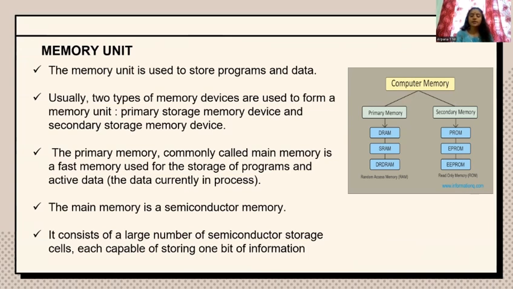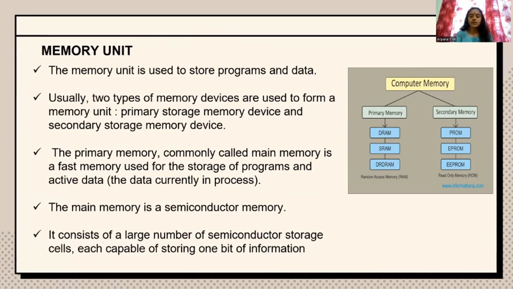Primary memory is commonly called the main memory because it is the fastest memory, and it is used for storage of the programs and the active data. The active data is the data which is currently in process. The main memory is called a semiconductor memory because it consists of a large number of semiconductor cells, and each storage cell is capable of storing one bit of information.